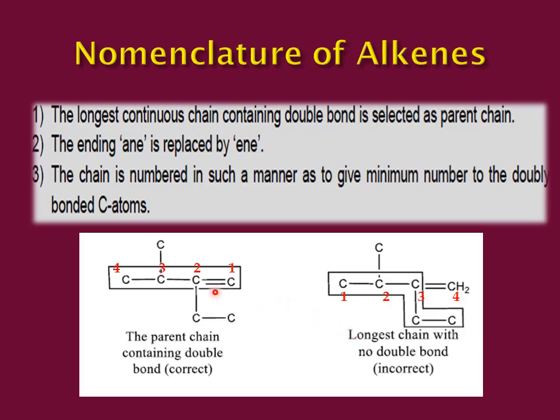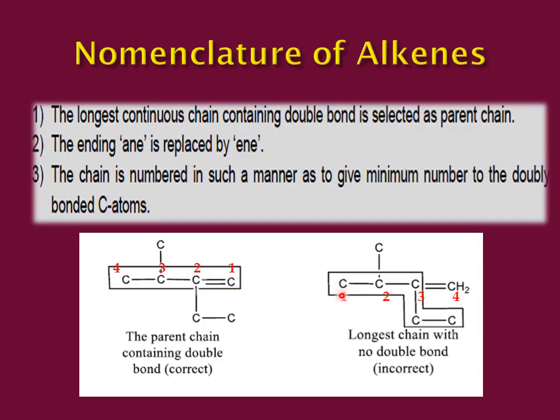Secondly, I am going to number it in such a way to give minimum number to the double bond. That is why we have to start numbering from this carbon atom, because it is giving minimum number to the double bond. If I start numbering from here, carbon number 1, 2, 3 and 4. But if I started numbering from here, 1, 2, 3, then 3 is the number which we will give to this alkene, which is going to be wrong.